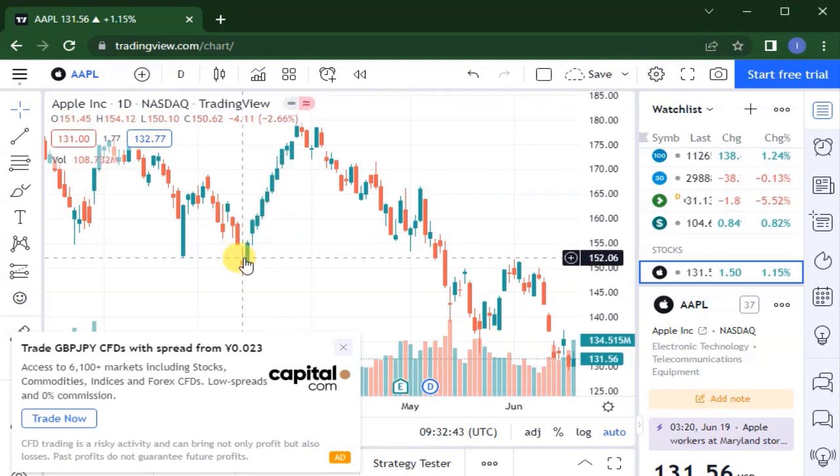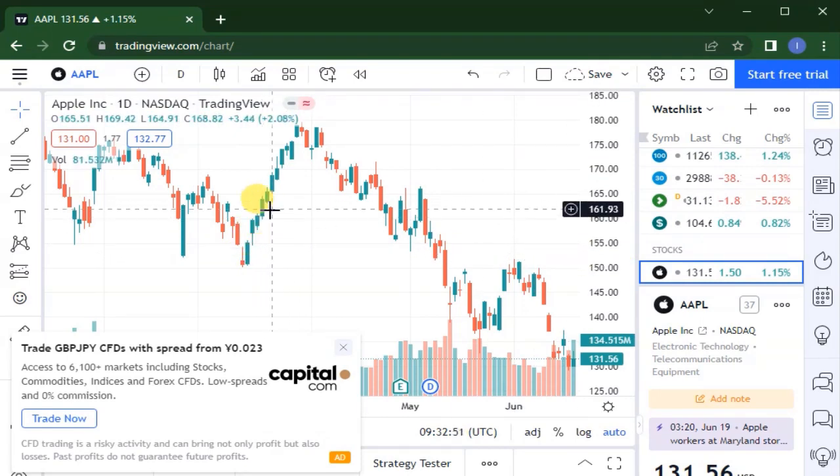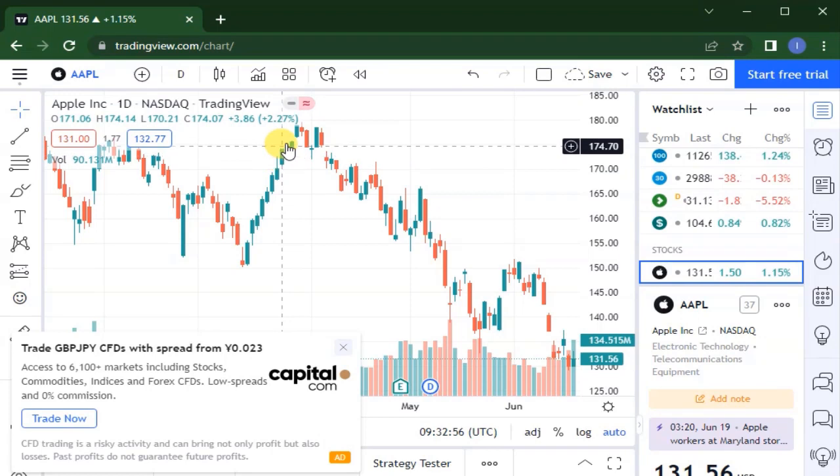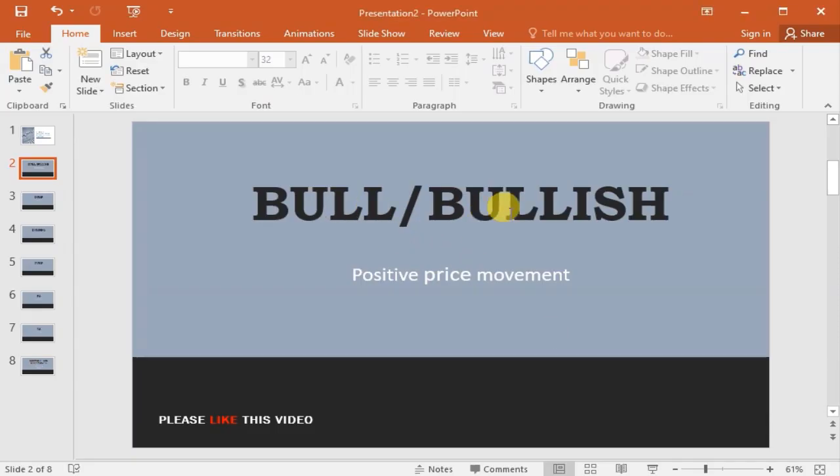At some point it was at this point, which is 152. If you look here, it's 152. Then it started showing greens. The process of it showing this green is what they mean by bull, that the market is going in a positive direction from 150 to 170 and the rest. So that's what they mean by bull or bullish, positive price movement.